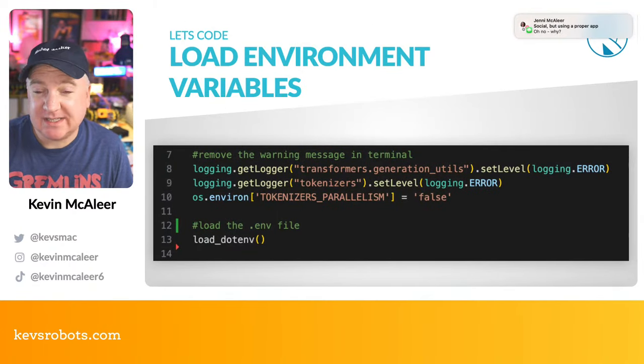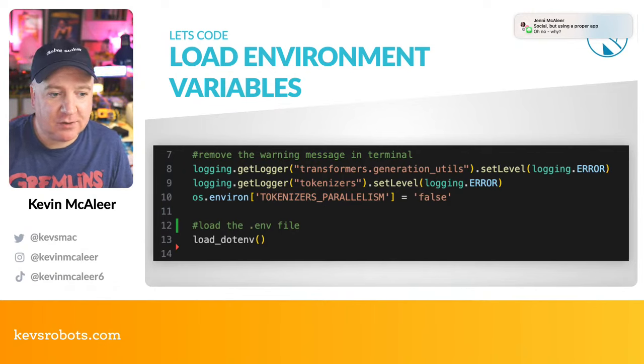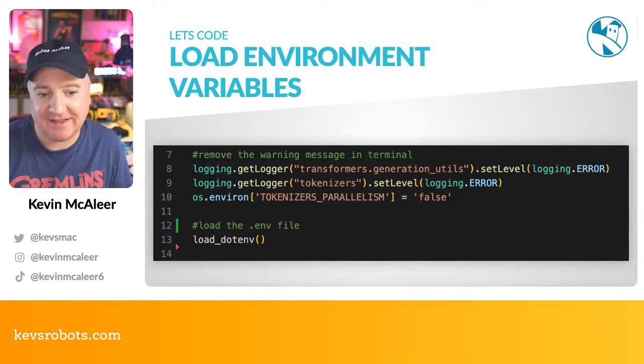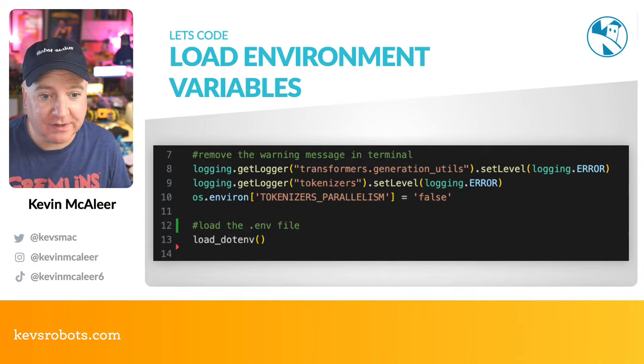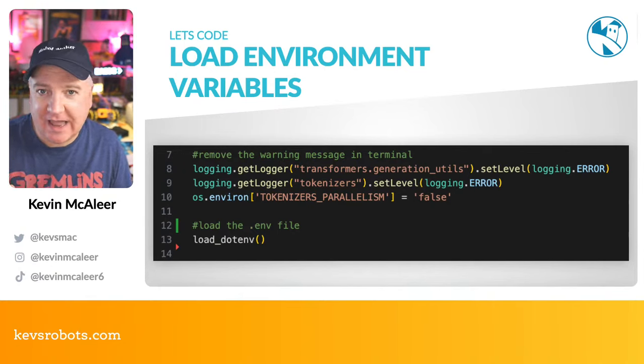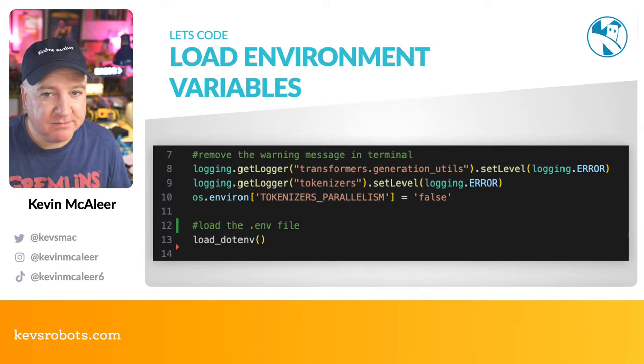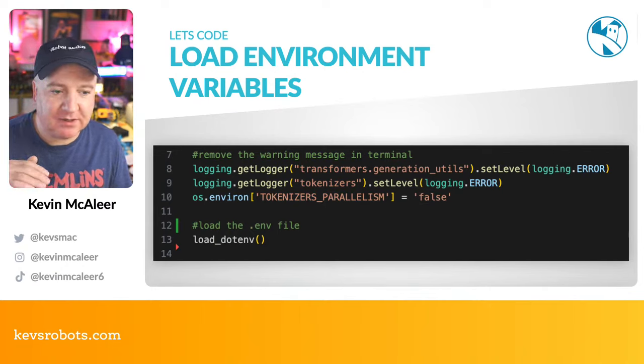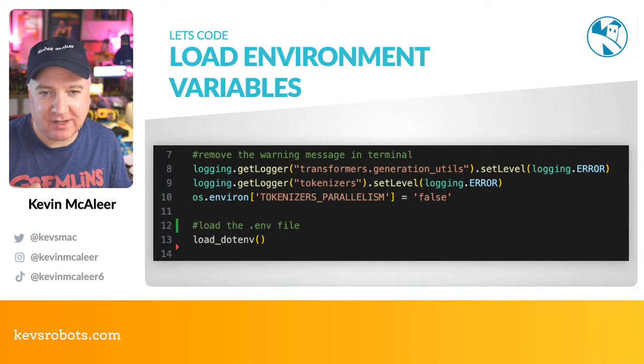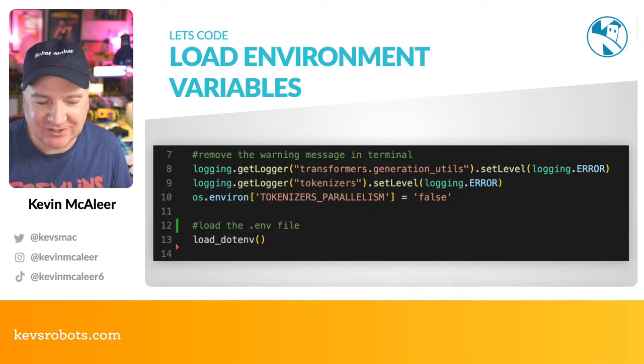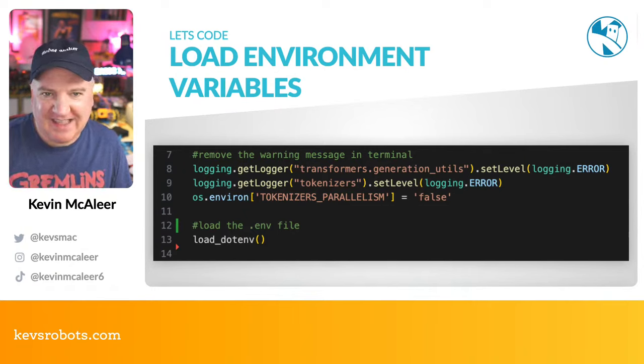The next block is where we essentially set those logging levels. So we say logging.getLogger and then transformers.generation_utils, and set the level of the logging to be errors only. So that setLevel logging.ERROR will just say only report errors. Don't give me absolutely everything. Similar for the tokenizers, set the logging level to be errors as well. And then for os.environ tokenizers parallelism, we set that to false. I'm not actually sure what that does, but it's there.